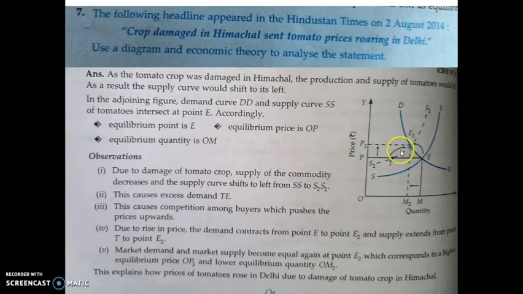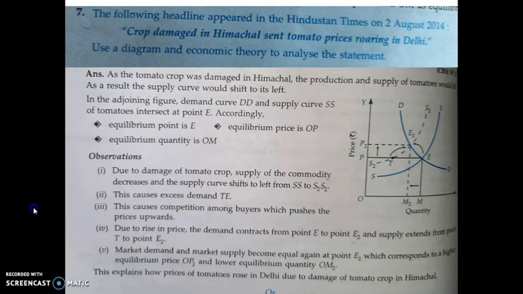At this point, the equilibrium price is P2, which is above the old equilibrium price P. So there is a hike in price due to damage in tomato crops. Okay, so you can expect newspaper headline based questions.